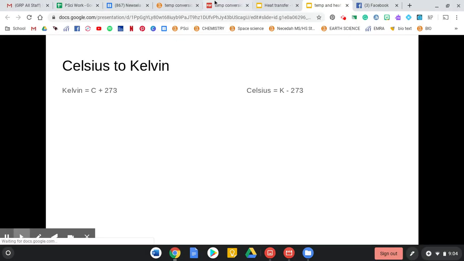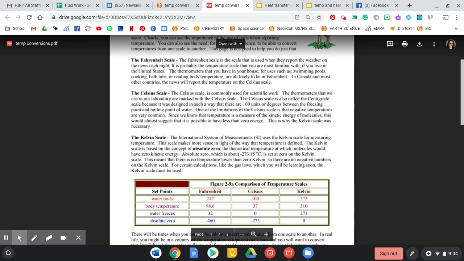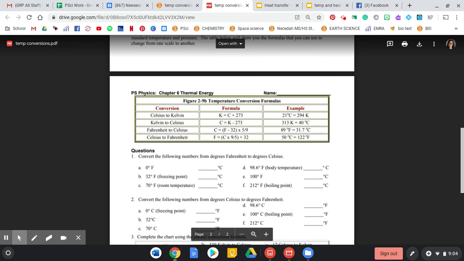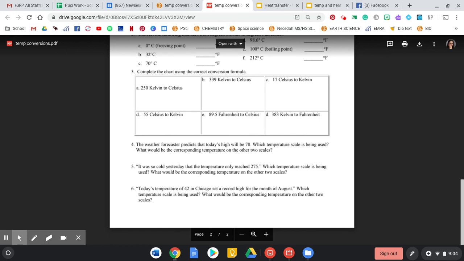So to practice this skill today, we have a little temperature conversion practice paper. This one has a lot of good information that I just went over, some set points, so where water boils and your body temperature in Fahrenheit or Celsius, and then the conversion factors. So if you want to practice all these conversions, that would be a great thing to do. But the thing I want you to focus on the most is these three questions at the end. It gives you a number and has you predict what scale they're measuring in and then convert from that to the other two scales.